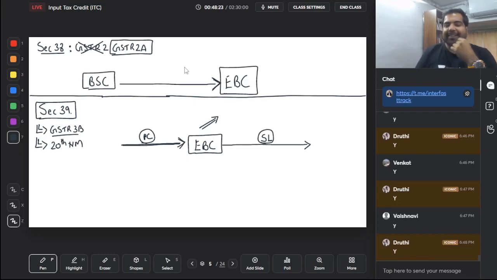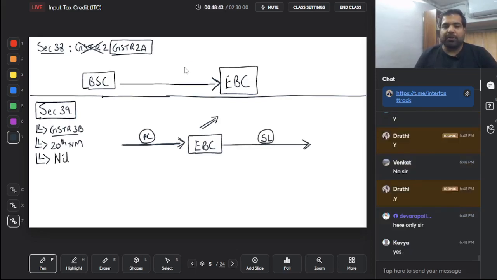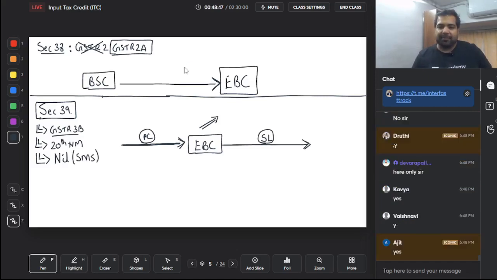Please come back. GSTR 3B is a monthly return which you need to file by the 20th of the next month. Alright. Guys, what if you've not made any outward supply, and what if you've not made any inward supply? Then can you file a nil return? Yes, but both sides should be nil, outward also and inward also. And you have an SMS facility for this.